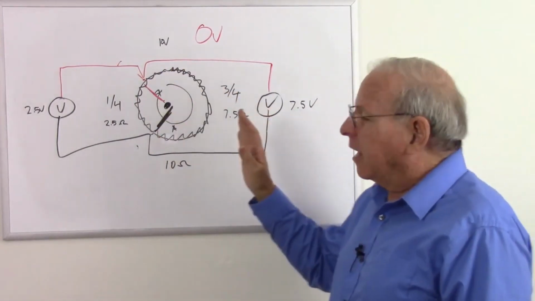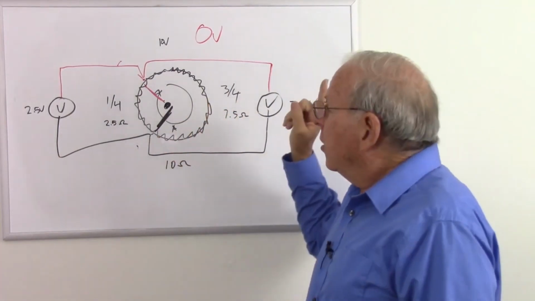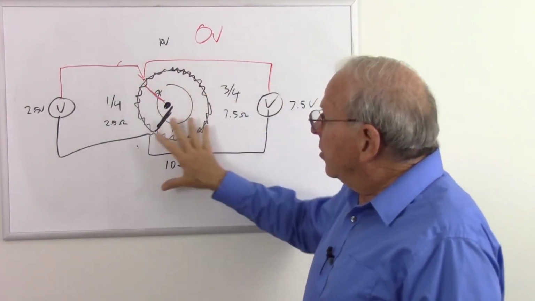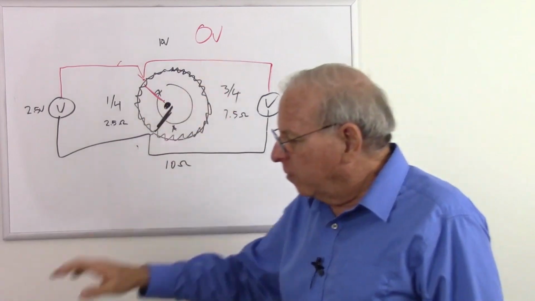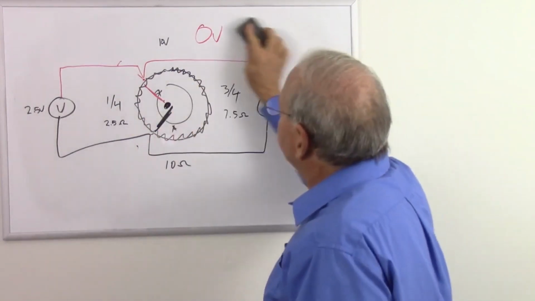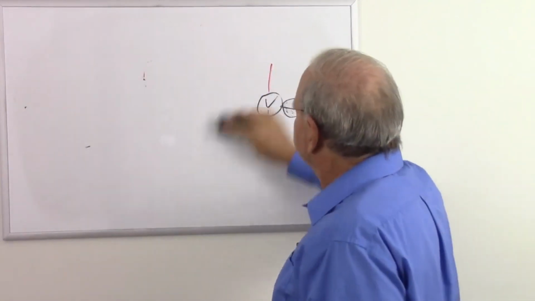So the key to analyzing this is what? You have to put the resistance in this loop in series with the voltage. We can carry that to a slightly different level.